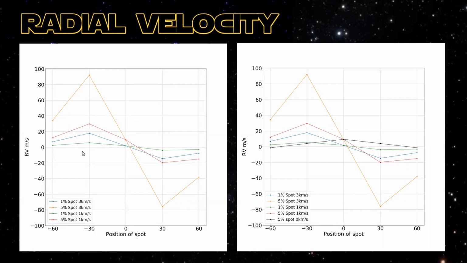If you look at the left plot, what you see is that there are two things that affect the radial velocity impact of a spot. One is the rotational speed, and one is the filling factor. And this is intuitive and it makes sense.